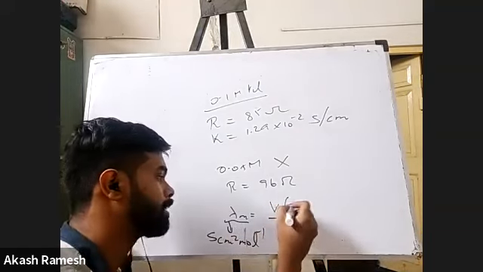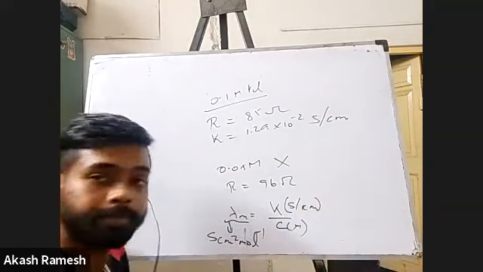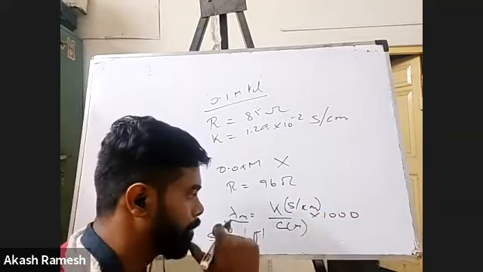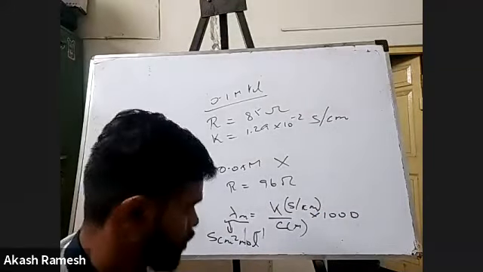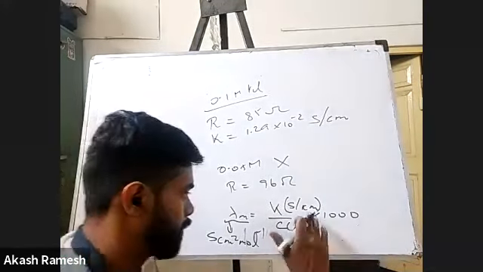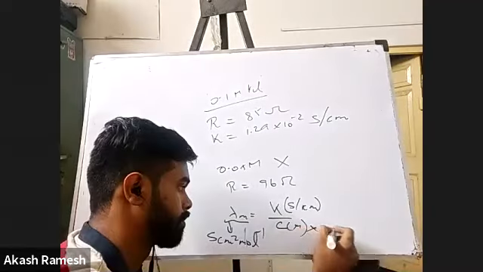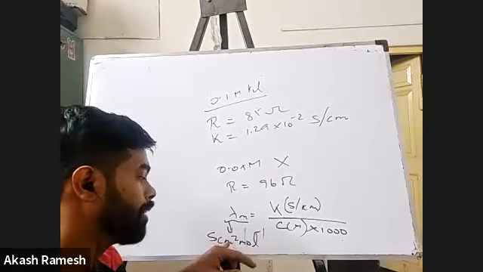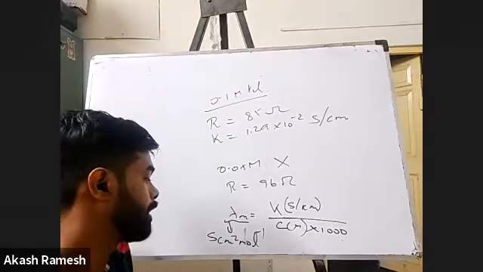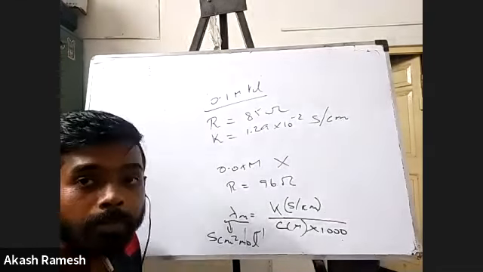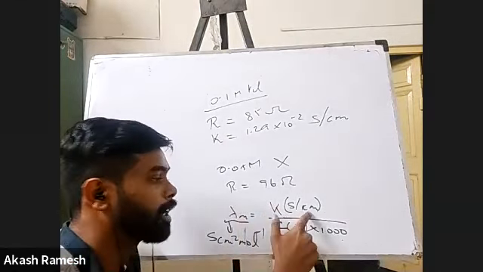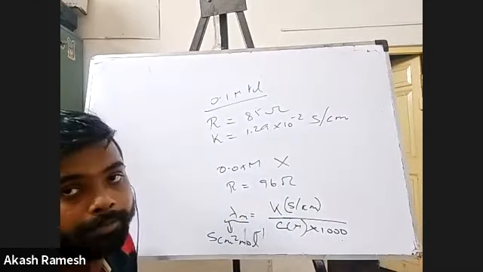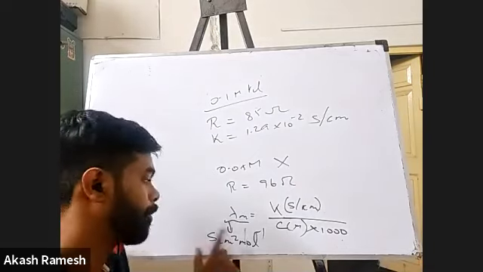Now, if you see that this is in Siemens per centimeter, right? All you have to do is multiply by 1000, divide by 1000. Yeah, you have to divide it by 1000. This is the formula you have to understand. If you want lambda m in Siemens centimeter squared per mole, and the K value is given in terms of Siemens per centimeter, you have to put 1000 in the denominator. This is the formula you have to know.